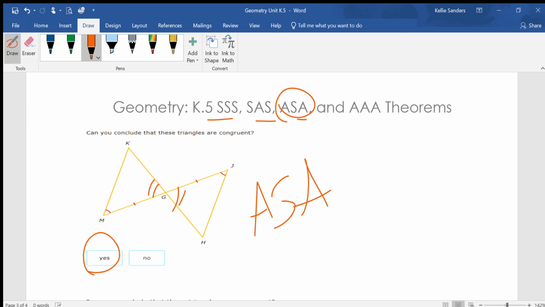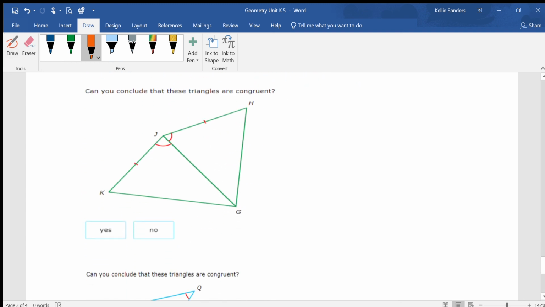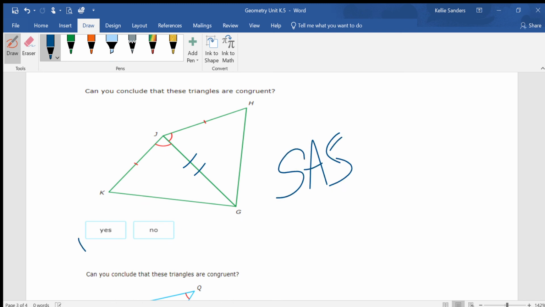We got to be very careful though about this one, okay? Just like I said earlier. Can you prove? So we have a side congruent to itself, so we have side, angle, side. We do have a side, angle, side, so that's a yes.